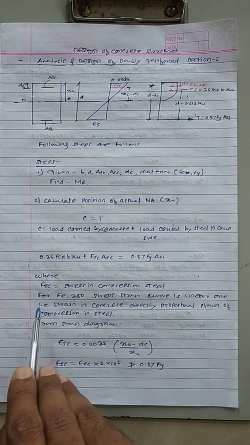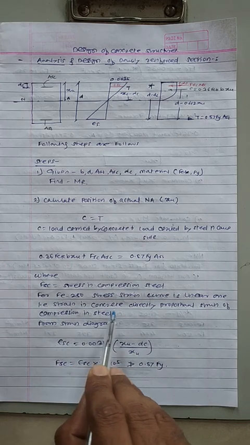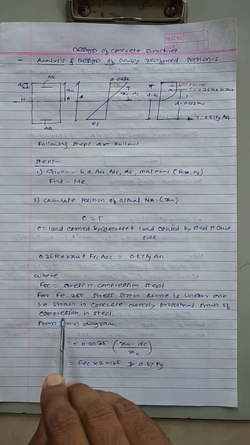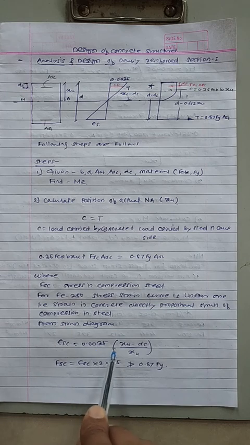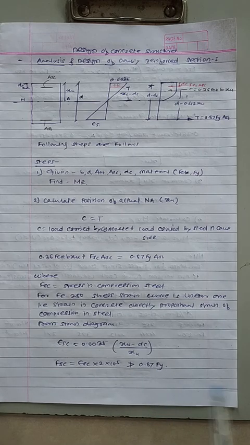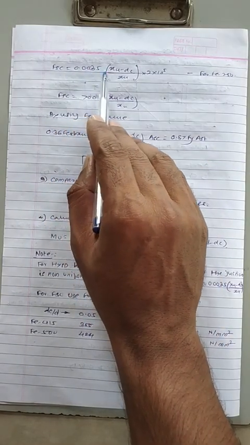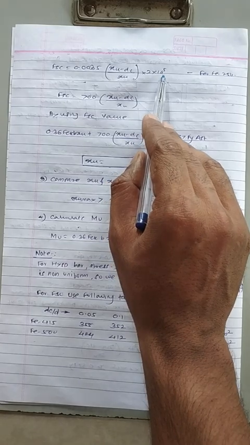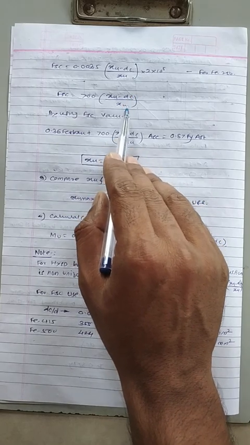So for FSC, for Fe250 the stress strain curve is linear, that is, strain in concrete is directly proportional to strain of compression steel. From the strain diagram, epsilon SC is equal to 0.0035 in bracket XU minus DC upon XU. FSC is equal to epsilon SC into 2 into 10 raised to 5, which is not greater than 0.87 Fy. So FSC is equal to 0.0035 (XU minus DC) upon XU into 2 into 10 raised to 5 for Fe250. So FSC is equal to 700 in bracket (XU minus DC) upon XU.